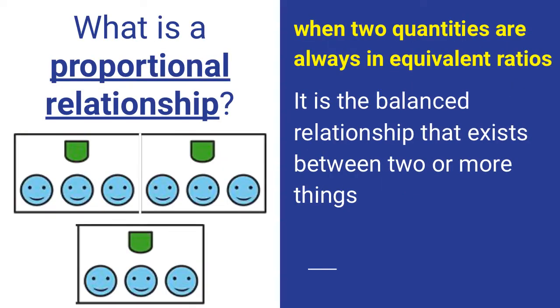What is a proportional relationship? It is when two quantities are always in equivalent ratios. It is the balanced relationship that exists between two or more things.